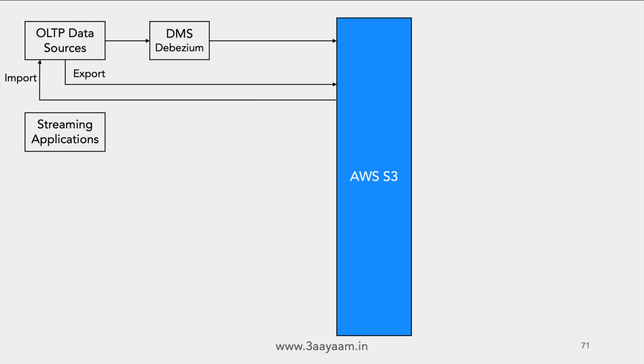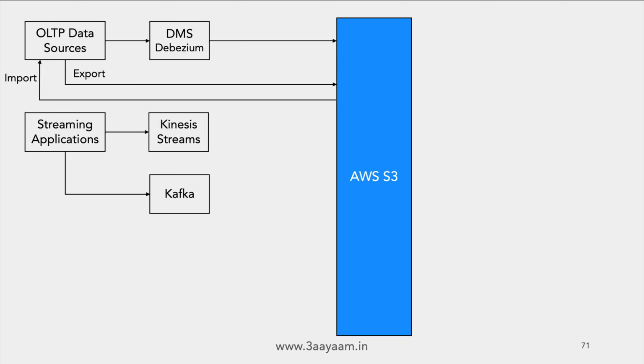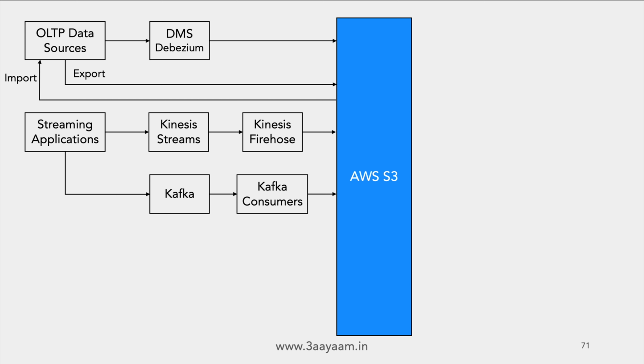Then we might be having streaming applications which will stream data to Kinesis streams, or it can stream to Kafka also. From Kinesis streams, it will go to Kinesis Firehose, and from there it will go to S3. From Kafka, we can use Kafka consumers to store the data in S3 also. So these are the various streaming applications. Now, not only that, we can use stream processing frameworks like Spark Streaming, Flink, etc. to do the processing from Kinesis and Kafka and store it in S3 also.